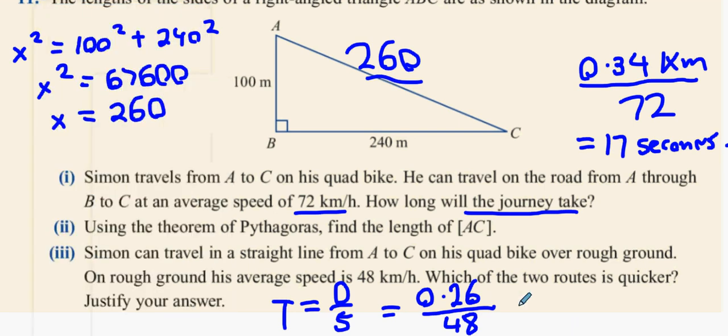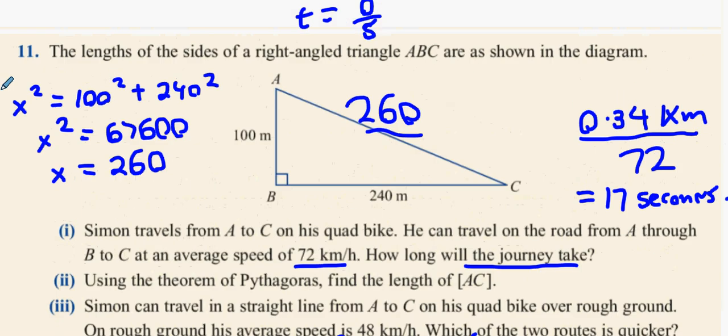What's the time difference then? Which way is quicker? Stay on the road and go 340 meters. Okay, cool. Move on.